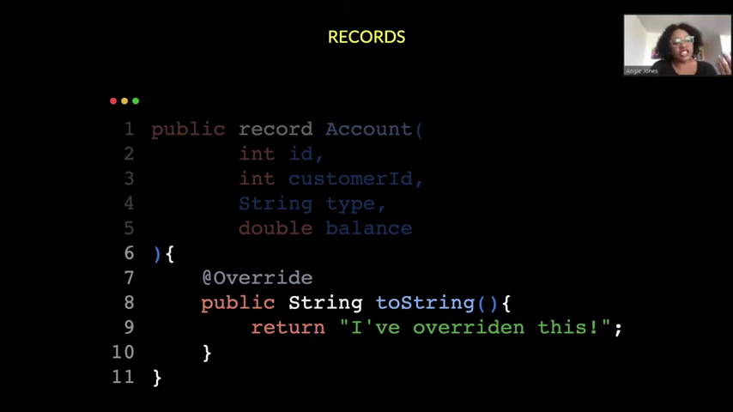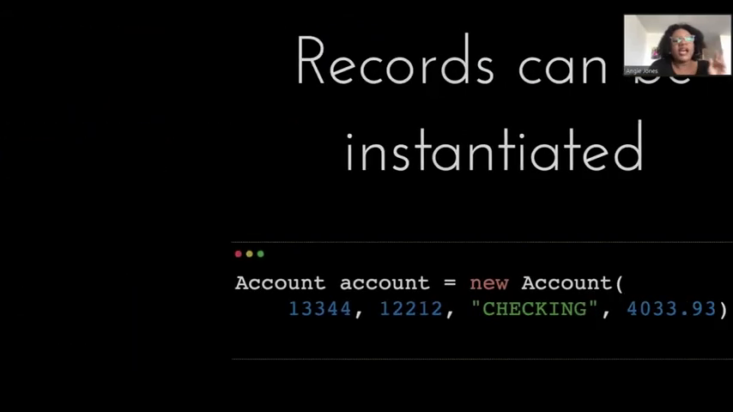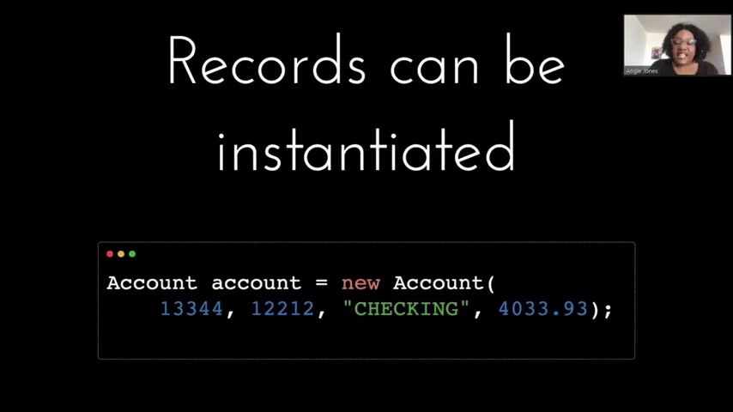But in the cases that you need to, inside of those curly braces that go with this, you just do whatever you want to do. All right. Now, records can be instantiated just like classes. So Account is the name of our record. We use the new keyword and we call the constructor passing in all of the values. So you construct this just as you would a normal object.